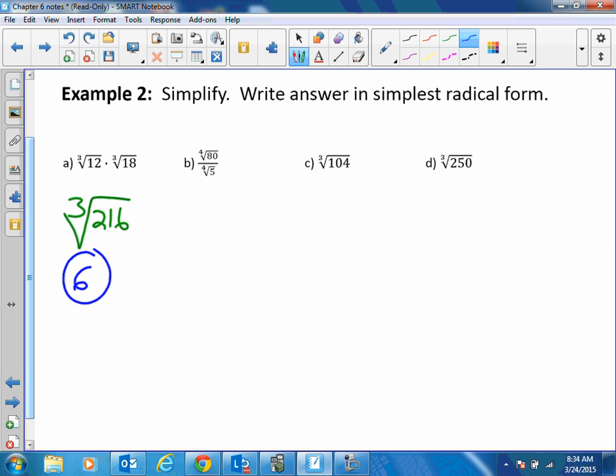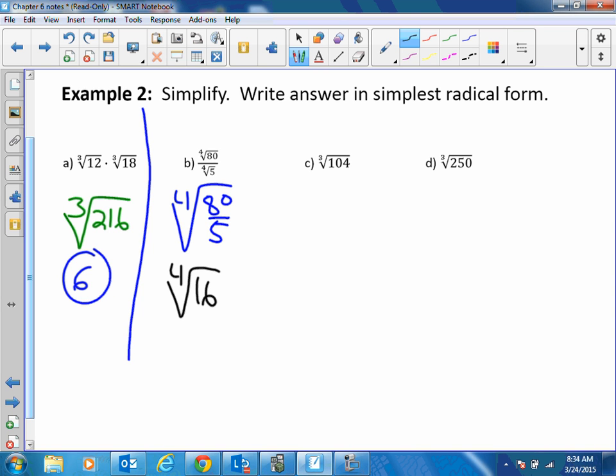On the next one, 80, there's no 4th root of 80 or 5 individually, but we can rewrite it as 4th root of 80 over 5, which 80 over 5 is 16, and the 4th root of 16 is 2. Okay, so that's how you simplify that one.